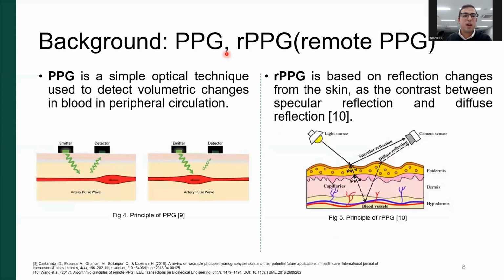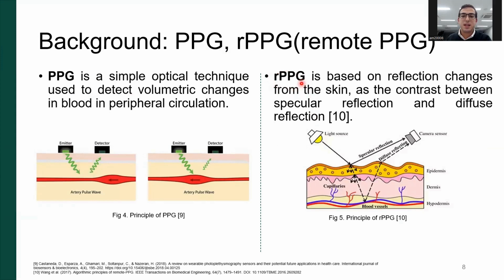As background, we have PPG and rPPG. PPG is a simple optical technique for getting the blood volume change. We have two components, an emitter and a detector. The emitter sends light to the vessel, and then we have a reflection. By getting the contrast of these two, we can get the blood volume change.